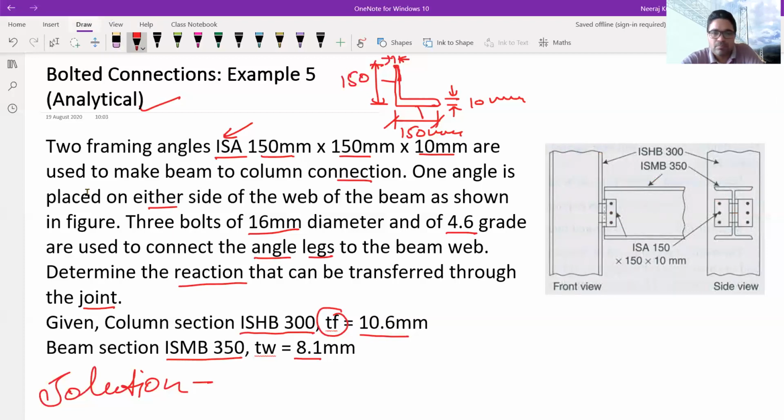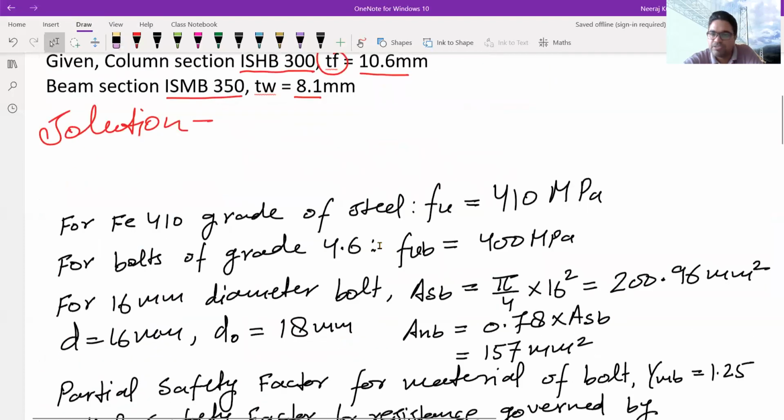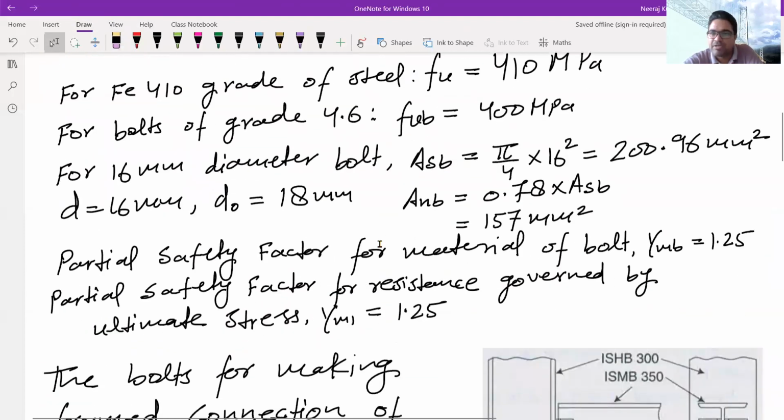So now we have some dimensions. First we write the given data. The diameter of the bolt is 16, then the net tensile area of the bolt, and the partial safety factor, which is 1.25, for the steel sections, I sections.